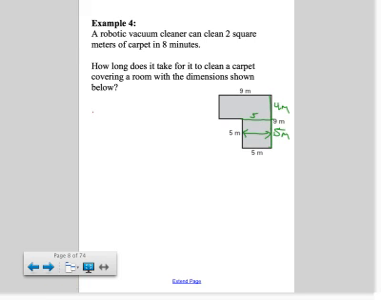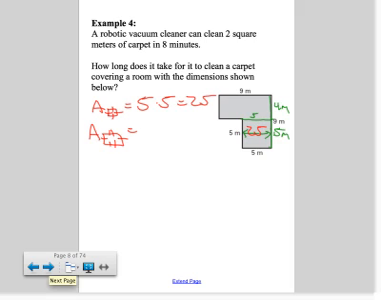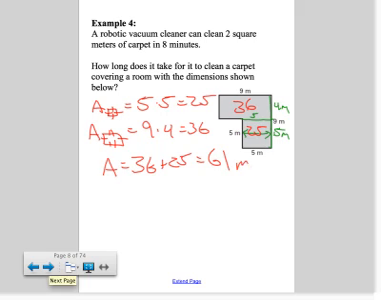All right, so the area of the square equals base times height, which is 5 times 5, which is 25. So the area here is 25, and then the area of the rectangle is, again, base times height. Base is 9, height is 4, so that's 36. So the area of the whole figure is going to be 36 plus 25, so that's 61 meters squared.